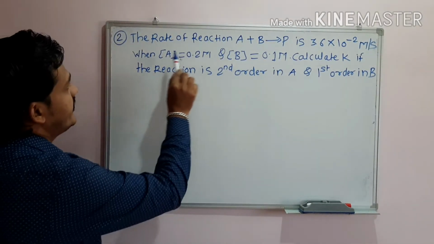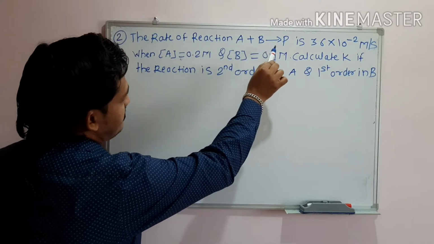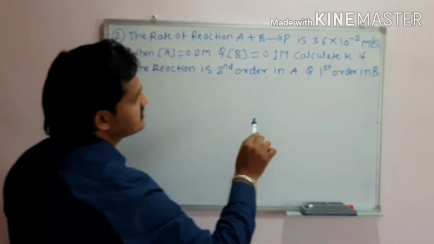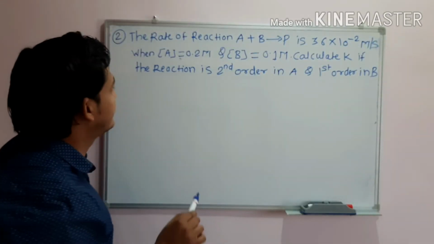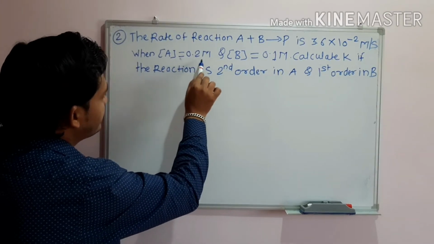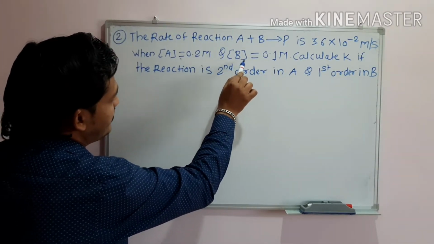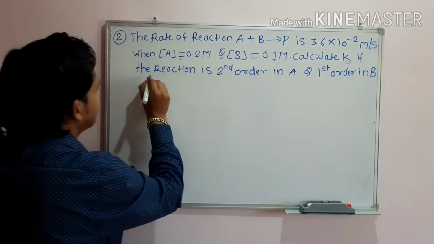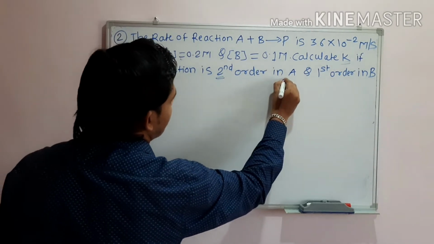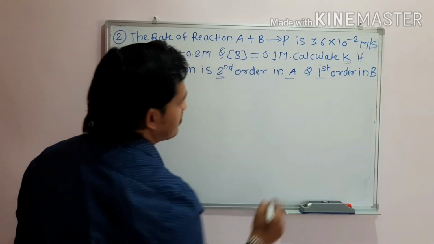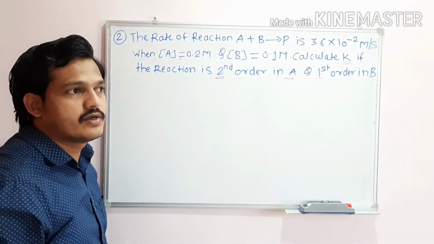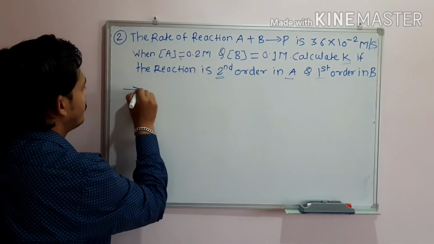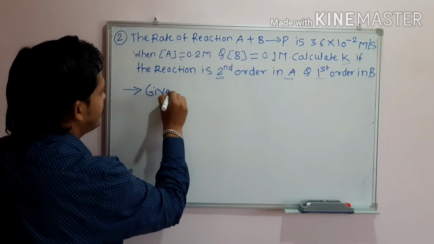The rate of reaction A plus B, which gives product, is 3.6 into 10 to the power minus 2 molar per second when concentration of A is 0.2 molar and concentration of B is 0.1 molar. Calculate K if the reaction is second order with respect to A and first order with respect to B. First of all, we have to write the correct given data for this numerical. So we get given data.